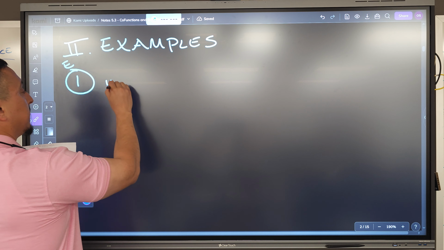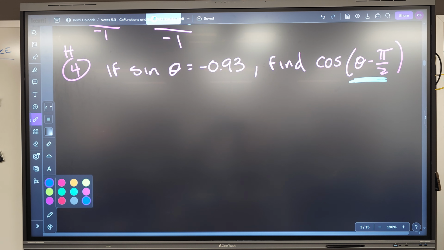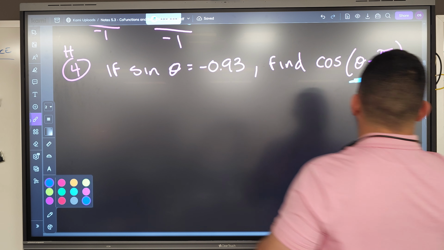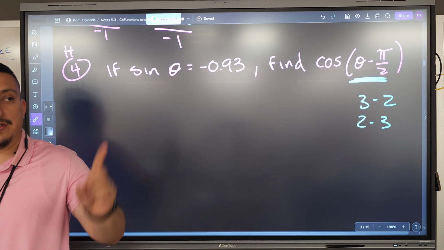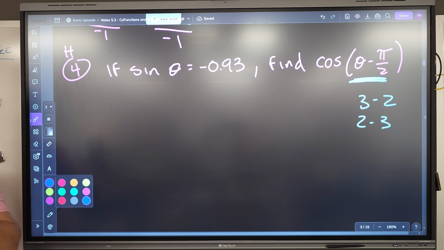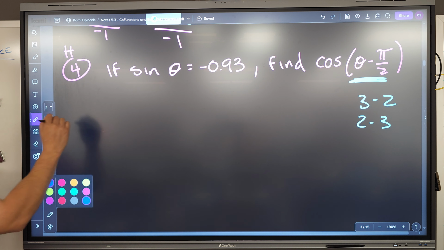Notice this part. Does it look like these? No, right? Because all these say pi over 2 minus theta. That one says theta minus pi over 2. Is that the same thing? No, right? If you bring it down, is 3 minus 2 the same as 2 minus 3? No, so those aren't the same thing. So we need to fix it. I'm gonna do a mini lesson. Stay with me, you'll be all right.